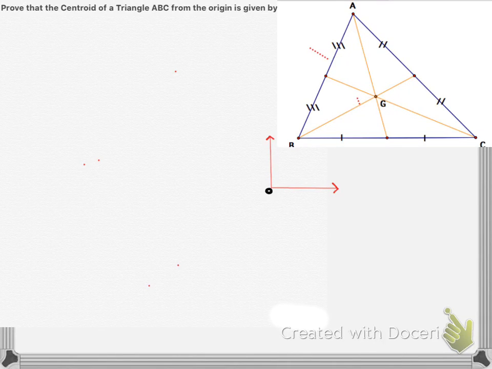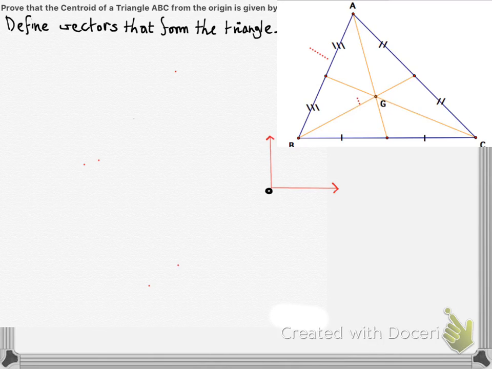We're going to be working through the proof that we're describing here. We're going to prove that the centroid of the triangle ABC that we have in our diagram from the origin, which we have describing here as our origin, is given by a certain expression, and I'll bring that expression up shortly. Now, geometric proofs of a triangle, this is going to involve a few parts that we're going to work through carefully.